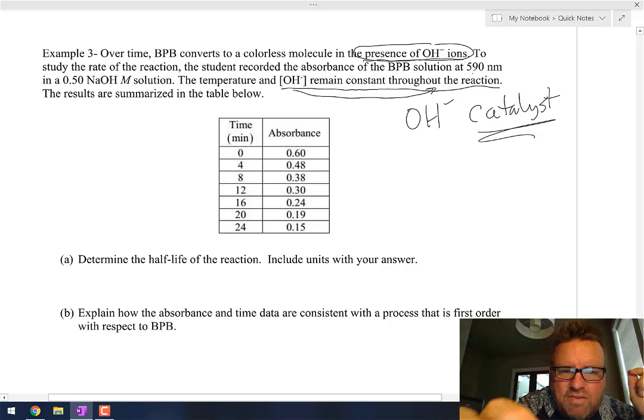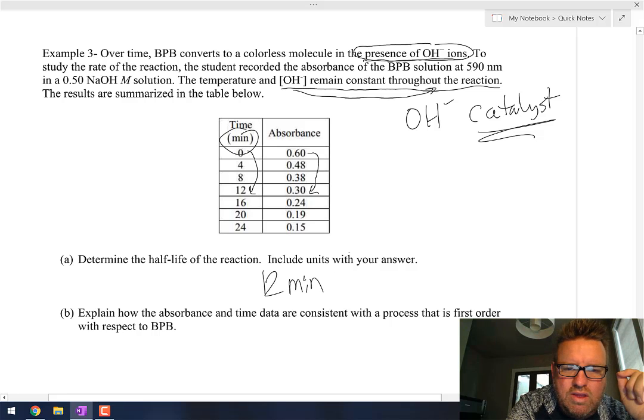Determine the half-life of the reaction. Again, starts at 0.60. How long does it take to get to 0.30? Looks like it took 0 to 12, and that is in minutes. So it's 12 minutes. Let's just check and make sure that it's constant. How long did it take to go from 0.30 to 0.15, from 12 to 24? Again, another 12 minutes.